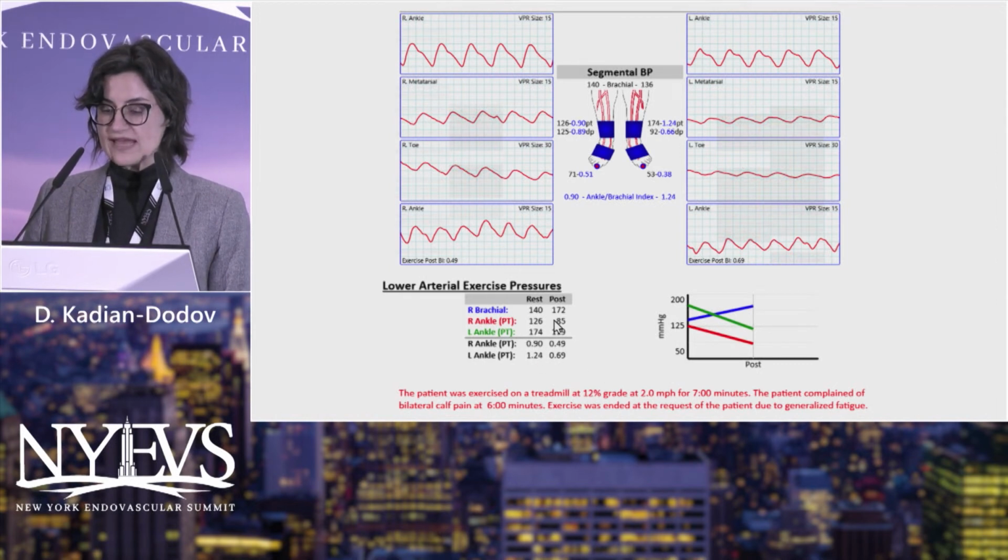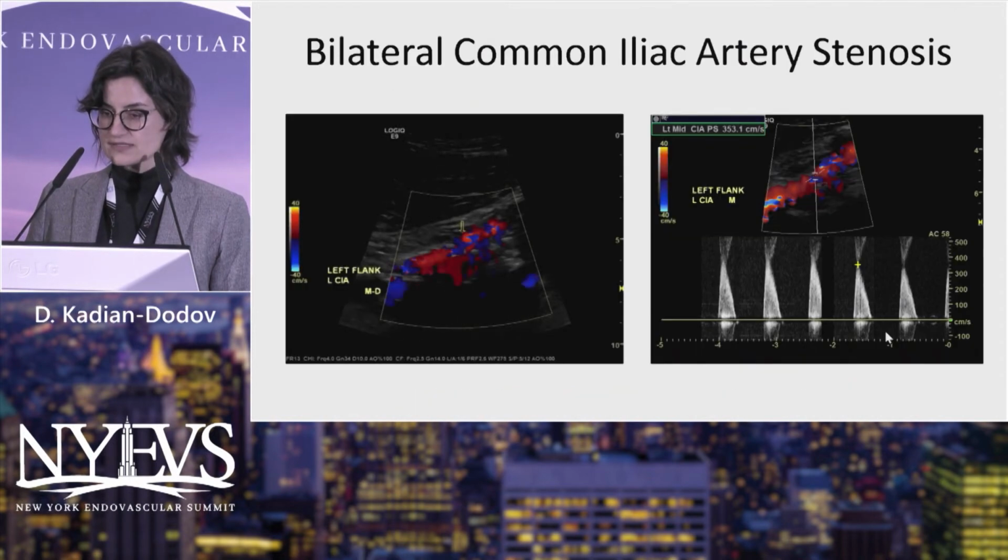So if we look at the absolute ankle pressures on the right, we went from 126 to 85. On the left, 174 to 119. So definitely reduced with exercise.